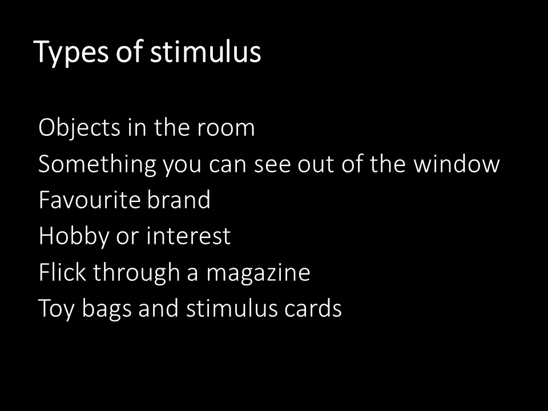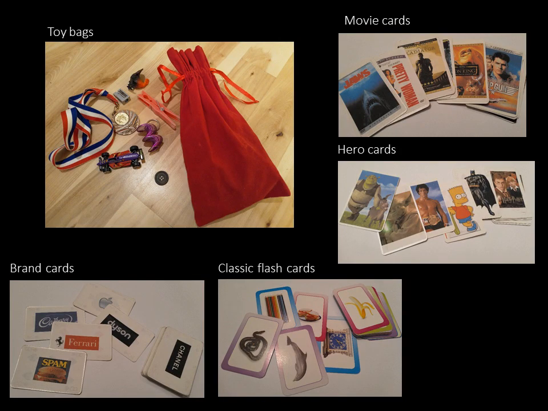What is our object? Well, remember the types of stimulus we've got. Objects in the room, something out of the window, favourite brands, hobbies, also some other ideas. You can literally grab a magazine, flick through it, go to a random page, pick a picture off a random page. We also, because we use this in workshops so much, we have toy bags and stimulus cards. With cards, we treat them like playing cards, fan them out as a deck and people pick a card, whether it's a brand, whether it's an object, whether it's a movie, whether it's a hero. With the toy bags, we hand out the red bags, people delve in, pick an object out and use that as their stimulus.